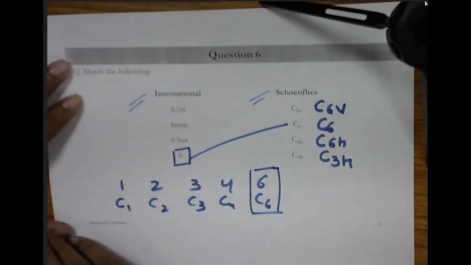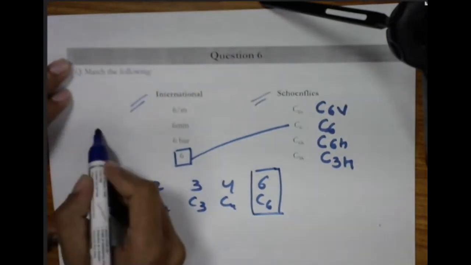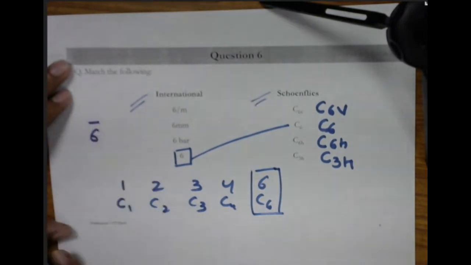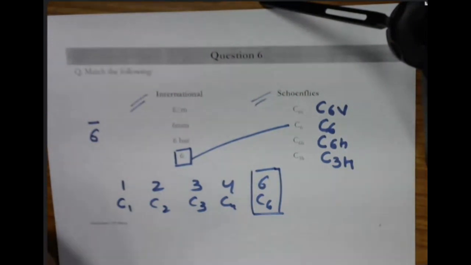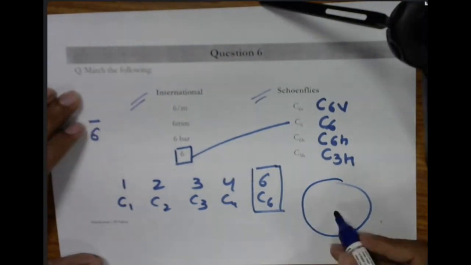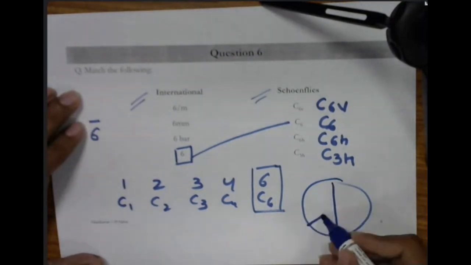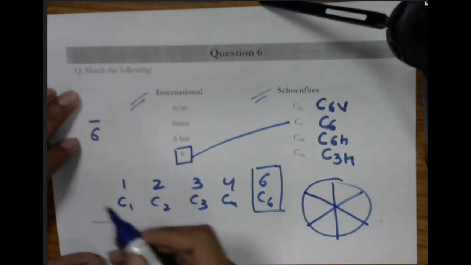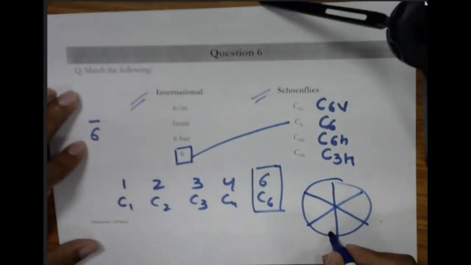What about the 6 bar? If someone is remembering that, okay, yes, I know the answer of this, then I can directly match it. But what if someone is not remembering? Okay, what to do in that particular case? Take a stereogram, draw your 6 bar, you will get something like this.